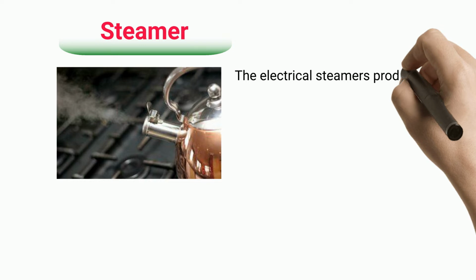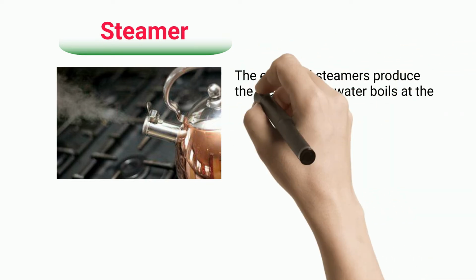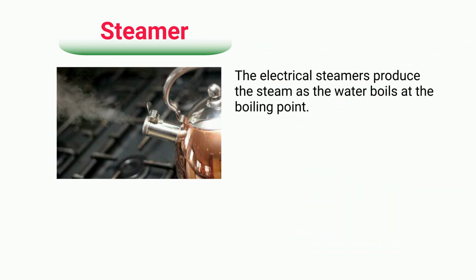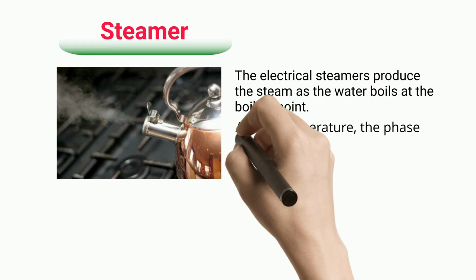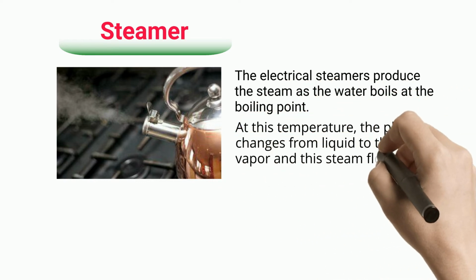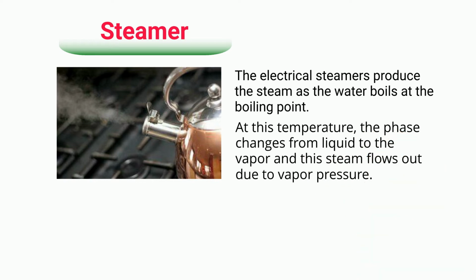Steamer. The electrical steamers produce the steam as the water boils at the boiling point. At this temperature, the phase changes from liquid to the vapor and this steam flows out due to vapor pressure.